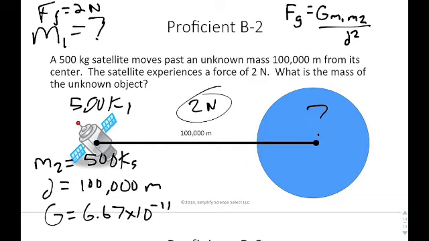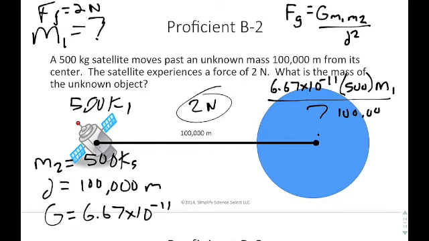Once again, you're going to use the equation Fg equals G m1 m2 over d squared. At this point, you would plug in your numbers. You would say 6.67 times 10 to the minus 11th times 500 times m1, we'll say, because we don't know what that is, divided by 100,000 squared equals 2. At this point, you would go ahead and rearrange algebraically. You would multiply both sides by 100,000 squared, and then you would divide both sides by this top term.